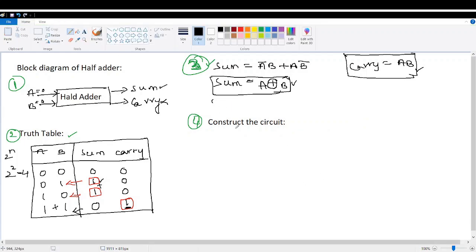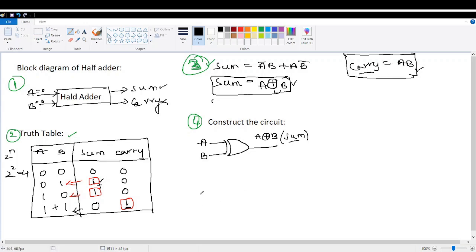To construct the circuit, you have to use the sum expression and carry expression. First let me construct the sum, after that I will construct the carry. Sum is A XOR B, so we need one XOR gate. First let me take A and B, my two variables, as inputs and give them to the XOR gate, because here I have an XOR operation. This is the structure of the XOR gate, as we already know. The output will give me A XOR B, which is my sum expression. Sum expression is constructed.